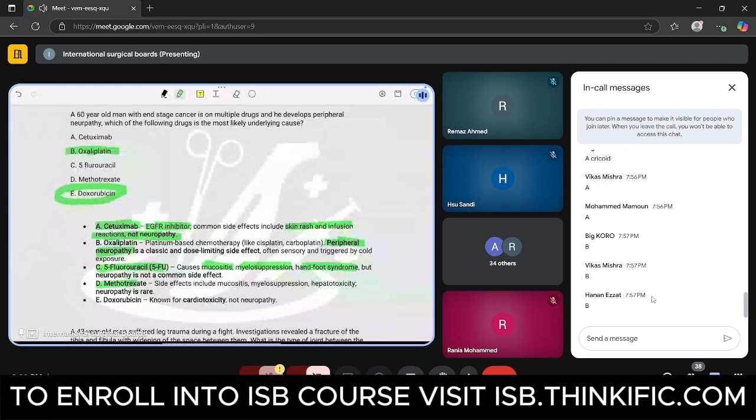Methotrexate, an antimetabolite. Similarly, myelosuppression, hepatotoxicity is famous. It's famous for hepatotoxicity. Doxorubicin is famous for cardiotoxicity. Very famous. Let's go to the next.